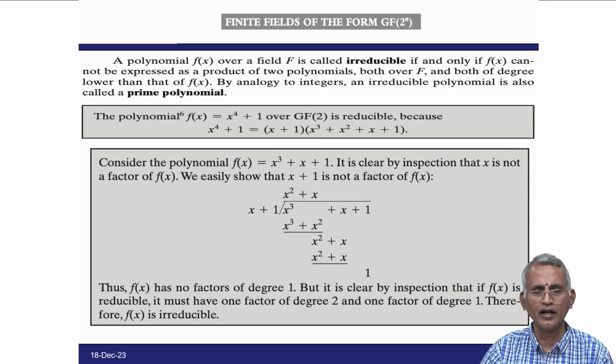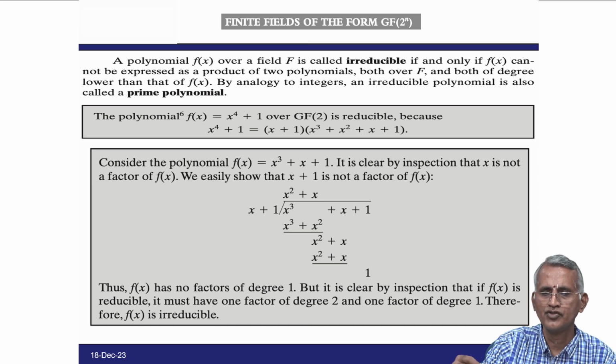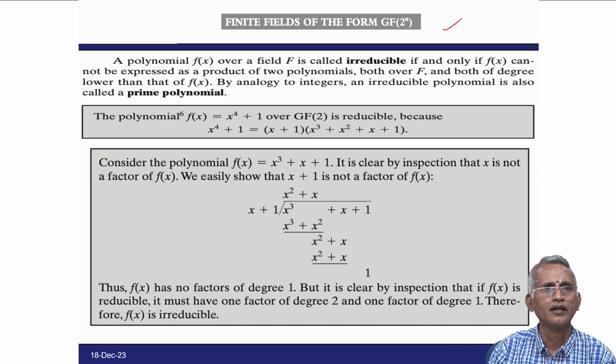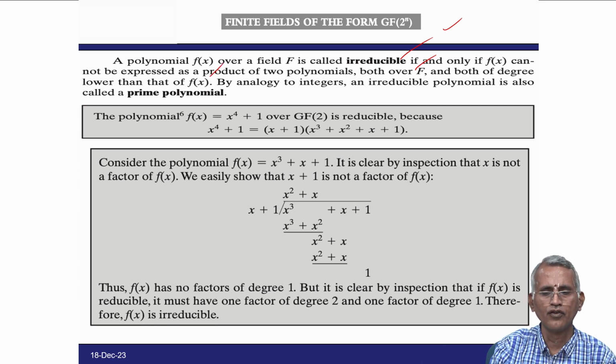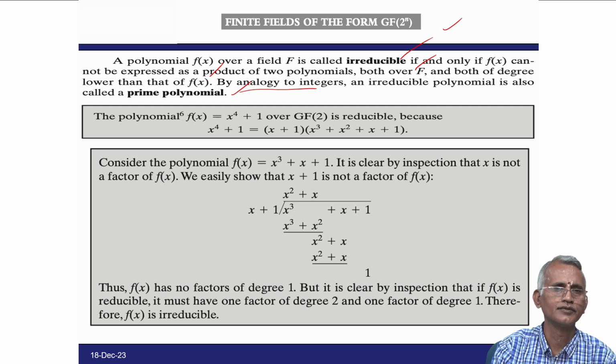So, a finite field is of the form GF of 2 power n. A polynomial f(x) over a field F is called irreducible if and only if f(x) cannot be expressed as a product of two polynomials, both over F and both of degree lower than that of f(x). Therefore, by analogy with the integers, an irreducible polynomial is also called a prime polynomial. So, this is the idea we are going to use in cryptography.